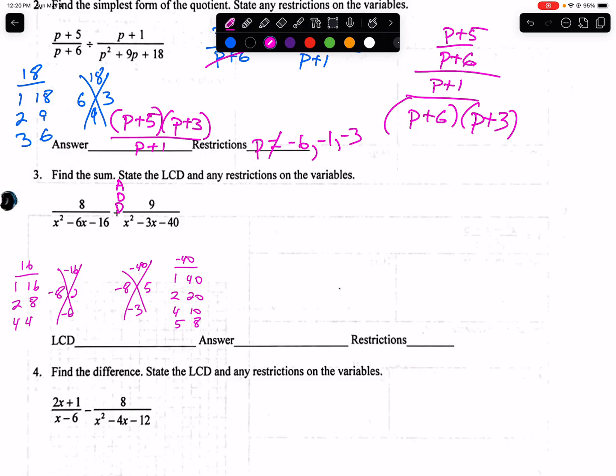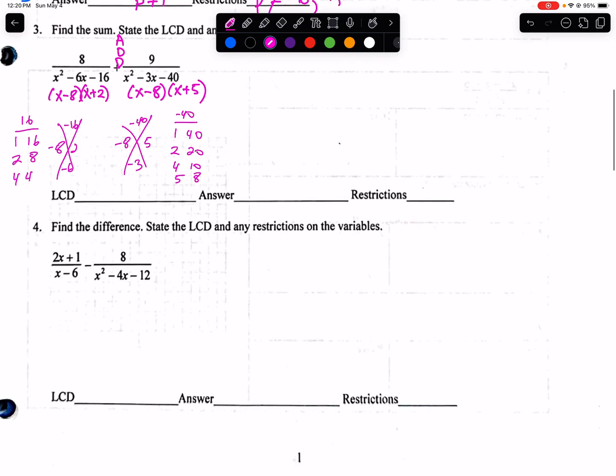So I'm going to write these right below, like x minus 8 and x plus 2. Okay. So x minus 8, x plus 2, and then you make your least common denominator. Your LCD has everything in the denominator, no repeats. So x minus 8, x plus 5. So then the LCD is going to be x minus 8, x plus 2, x plus 5, right?